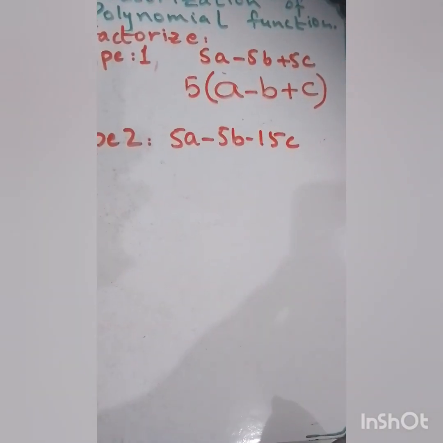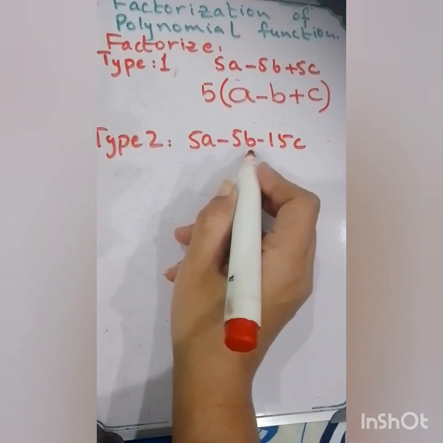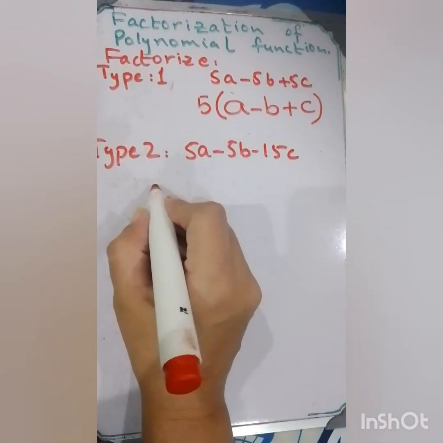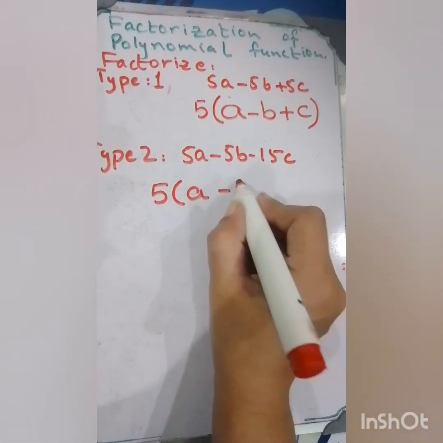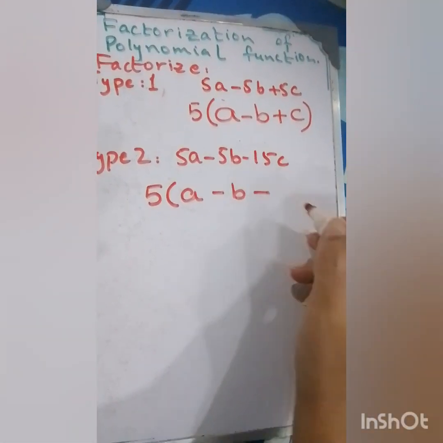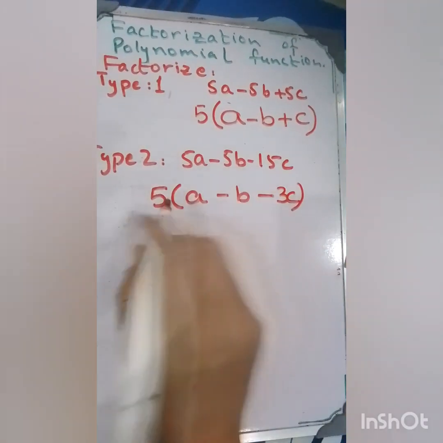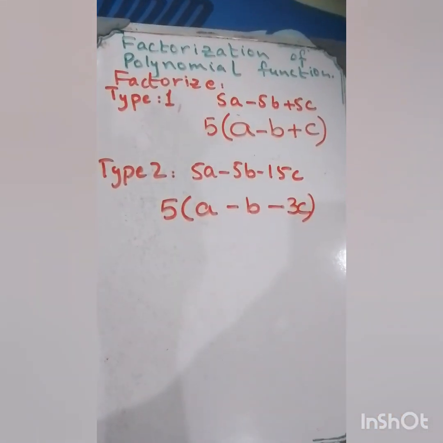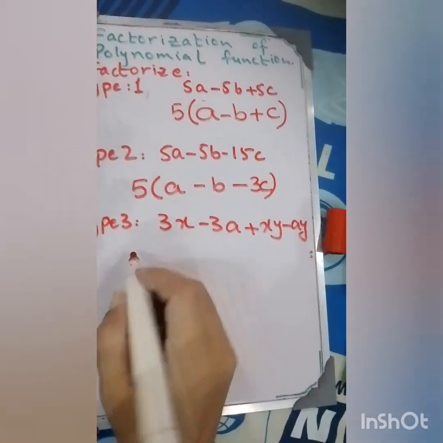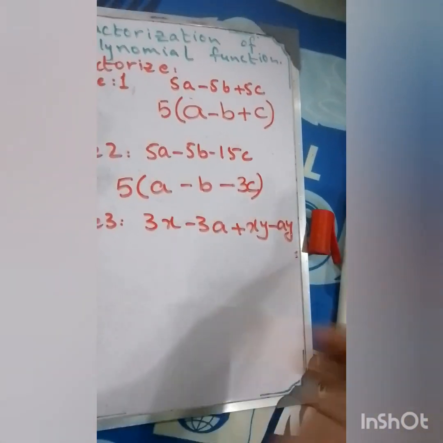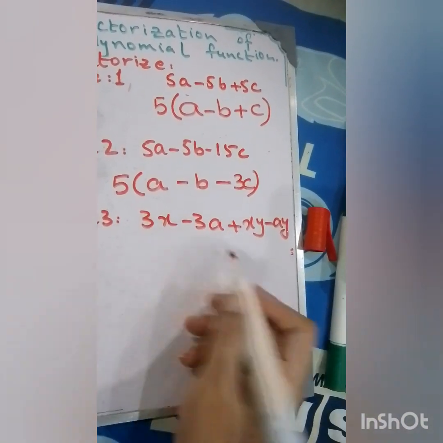This is the second type. Here we have 5, 5 and 15. Taking 5 as common again, it will be only a minus b, and 15c divided by 5 will be 3c. So this is the second type. Easy, na? Here we have an expression having 4 terms altogether, so we first separate it and then divide, in order to find the factors.